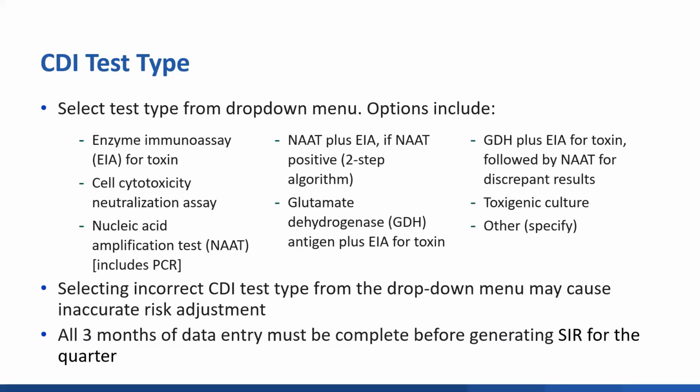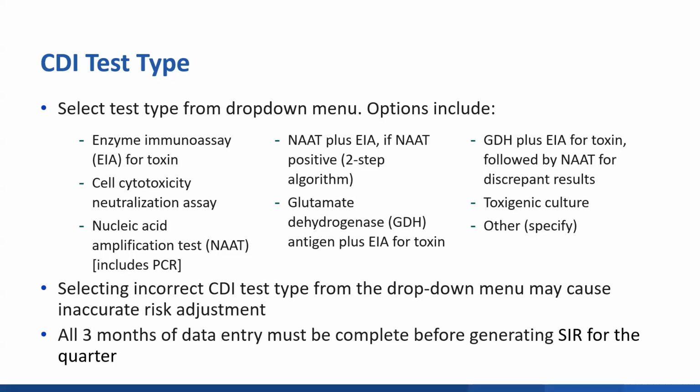In this drop-down menu, you can find a plethora of common test methods and algorithms used to identify CDI. These include enzyme immunoassay, or EIA for toxin, cell cytotoxicity neutralization assay, nucleic acid amplification test, or NAT, NAT plus EIA if NAT positive, glutamate dehydrogenase, or GDH antigen plus EIA for toxin, GDH plus EIA for toxin, followed by NAT for discrepant results, toxigenic culture, and other.